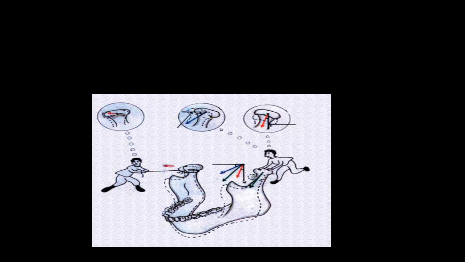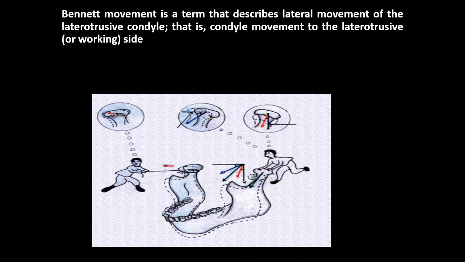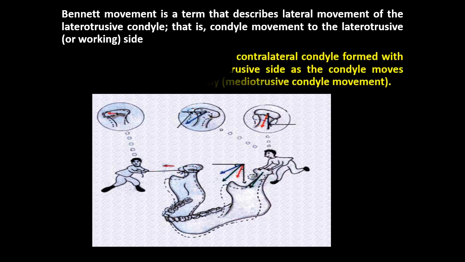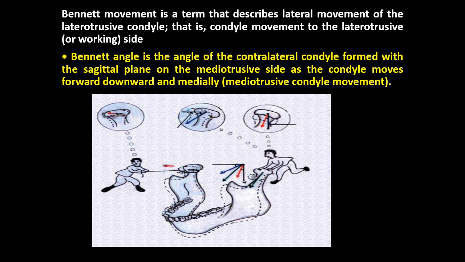Another terminology is the Bennett movement. It is a term that describes lateral movement of the lateral protrusive condyle, or the working condyle. While the Bennett angle is the angle of the contralateral condyle, or the balancing or non-working condyle, on the medial protrusive side.